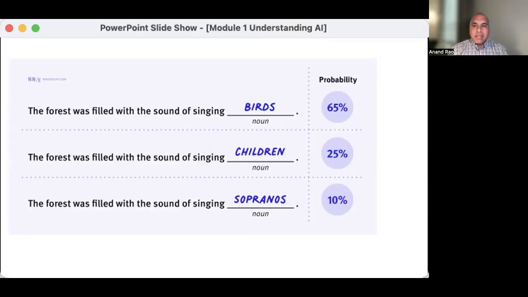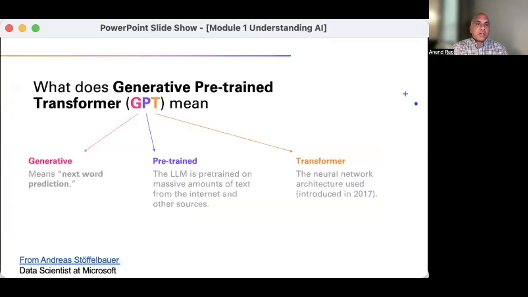They've been trained on millions of texts and have learned that in the context of forest, sound, and singing, the word birds appears far more likely than the word children would appear or sopranos might appear. Now, the key insight here is that AI isn't truly understanding language the way humans do. Instead, it's performing really sophisticated pattern matching and probability calculations. It's learned that certain word combinations are more likely than others based on the massive amount of text that it was trained on. Now let's break down some of the terminology.